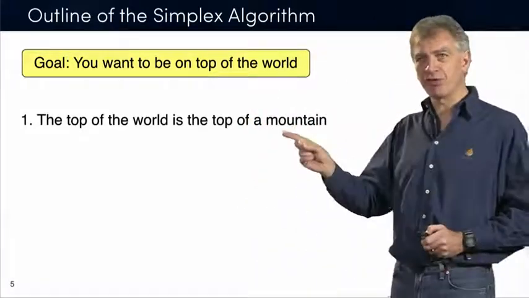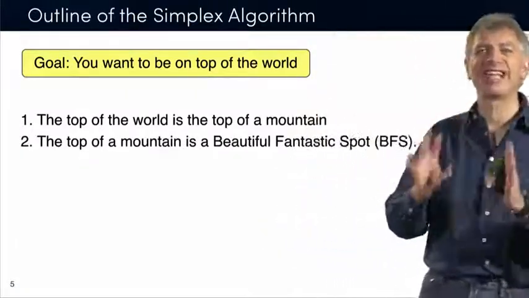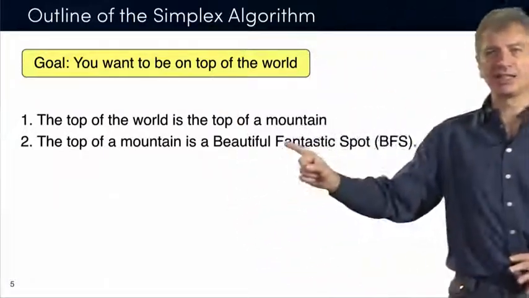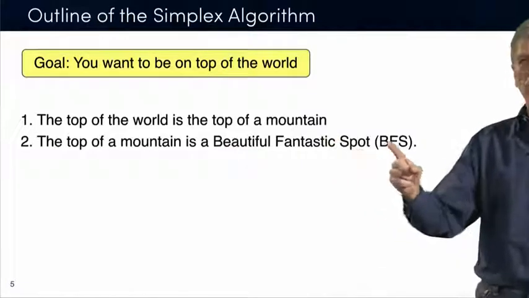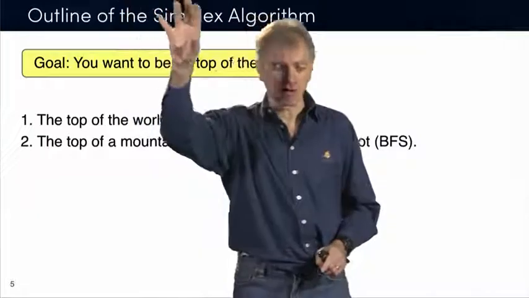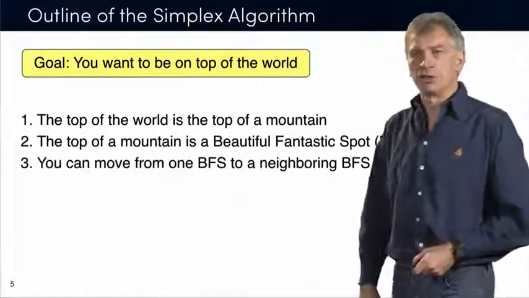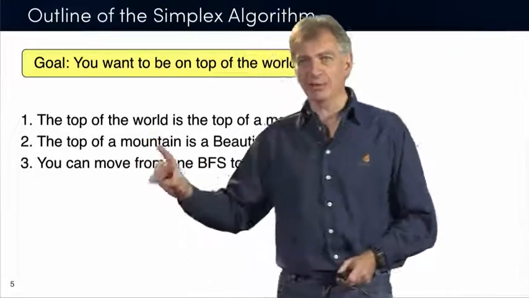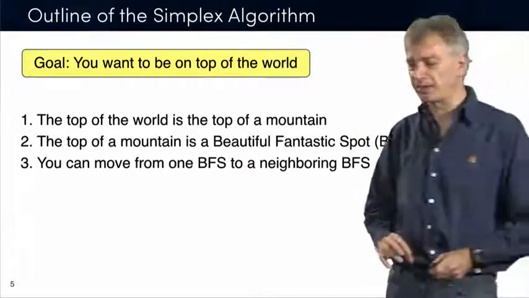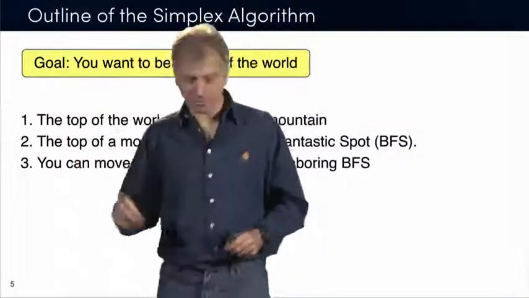The second fact is the most interesting one. The top of a mountain is a beautiful, fantastic spot. We're going to talk about beautiful, fantastic spots all the time, and I call these BFS. You have to know that the top of the world is at the top of a mountain, and the top of a mountain is a beautiful, fantastic spot. The third fact is that you can move from a beautiful, fantastic point to a neighboring beautiful, fantastic spot. That's easy to do. You are at a beautiful, fantastic point, you see another one, you can move there.